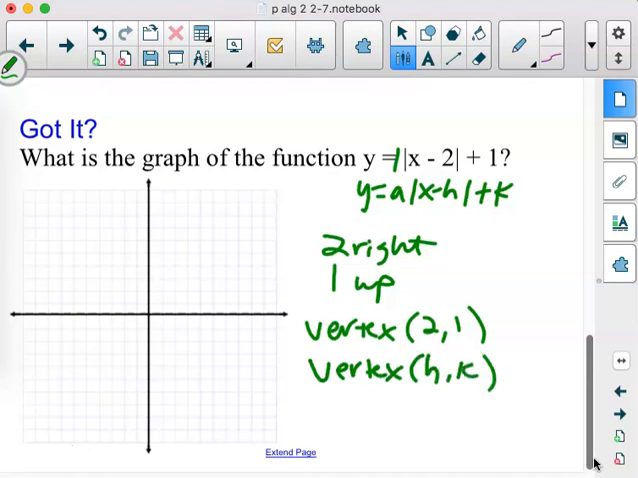We have to be careful that we remember H is the opposite of what we see. Since this said x minus 2, it was actually a 2 that's in there. So here's what we do. We go to 2, 1, and then we check to make sure the slope is still exactly what it was before. Oh, it's a 1 in front of the absolute value. It's still 1. So we'll go up 1 and over 1.